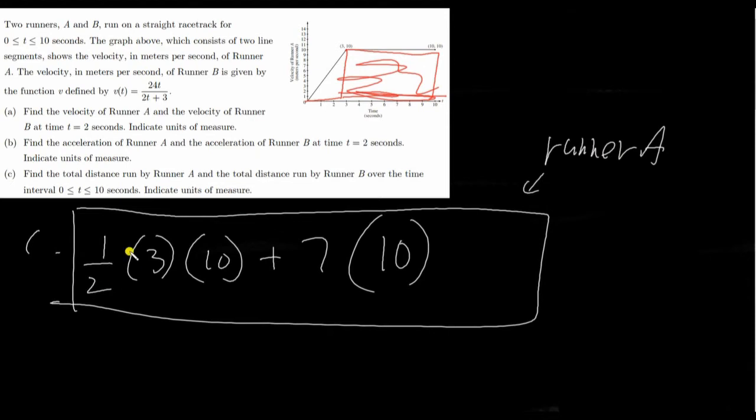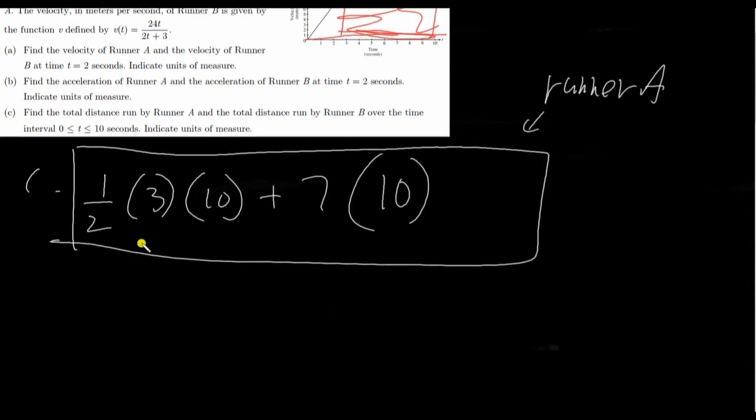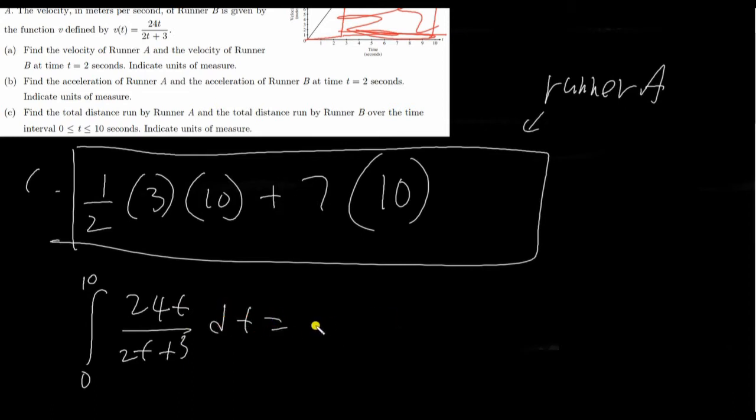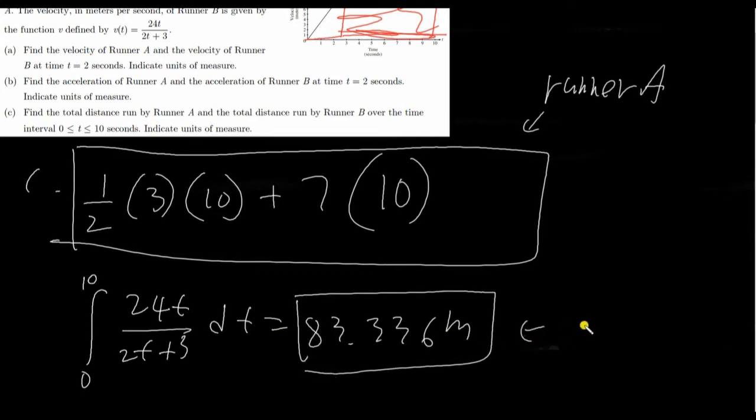And then for runner B, this is a little bit easier. We don't have to actually evaluate the integral by hand. You could use a u substitution, but there's really no point. We're going to integrate from 0 to 10 the velocity function, which is 24t over 2t plus 3, dt. And this comes out to be 83.336 meters.